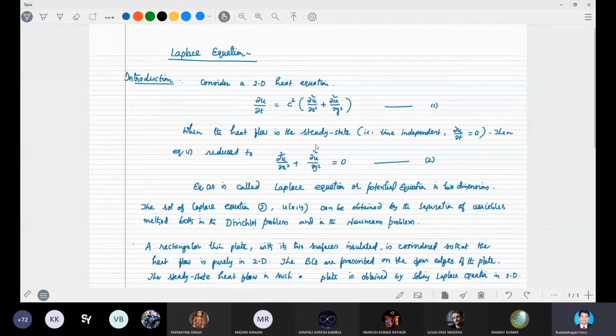This is called the Laplace equation or the potential equation, which describes the heat flow in a two-dimensional flat plate. It is given by ∂²u/∂x² + ∂²u/∂y² = 0. The solution of this Laplace equation can be easily obtained using the method of separation of variables, subject to any of the conditions, Dirichlet conditions or Neumann conditions.